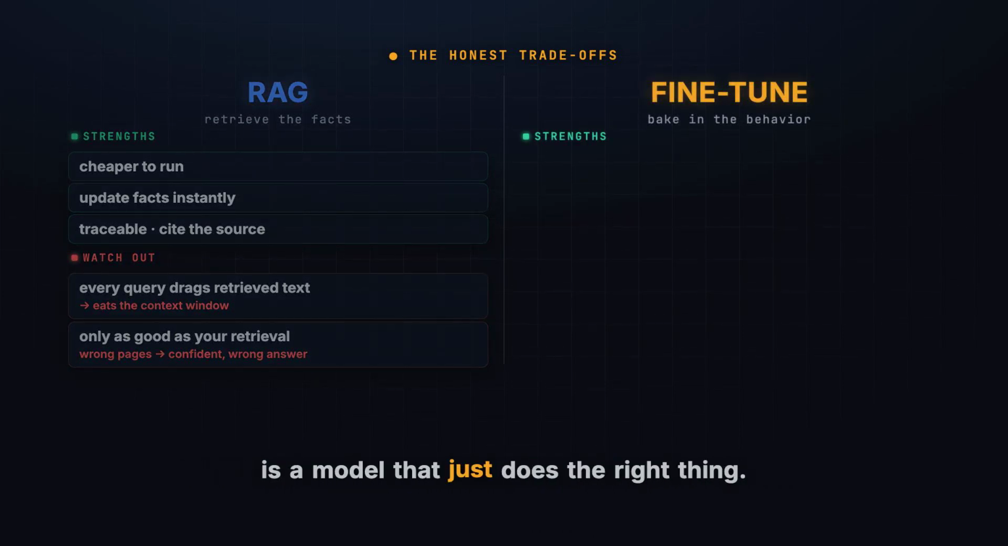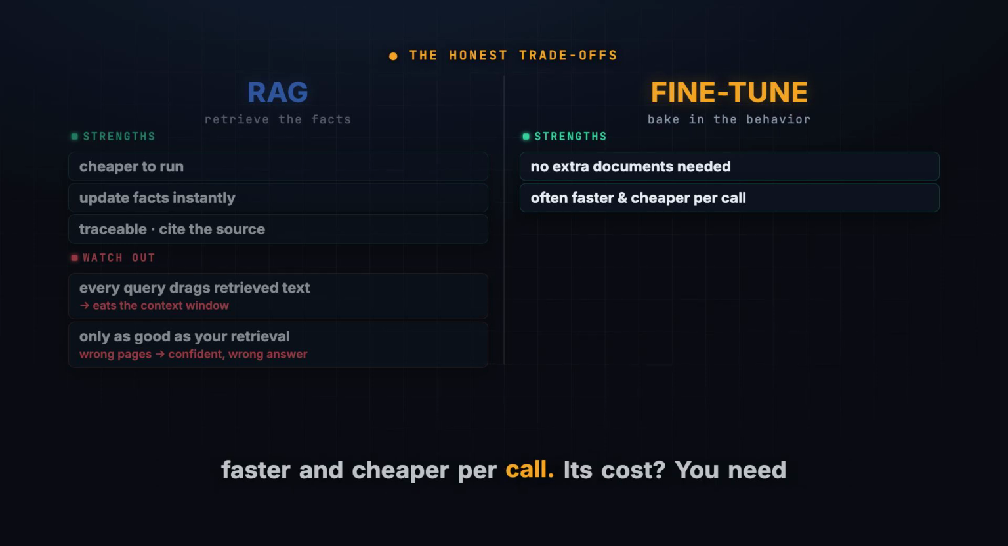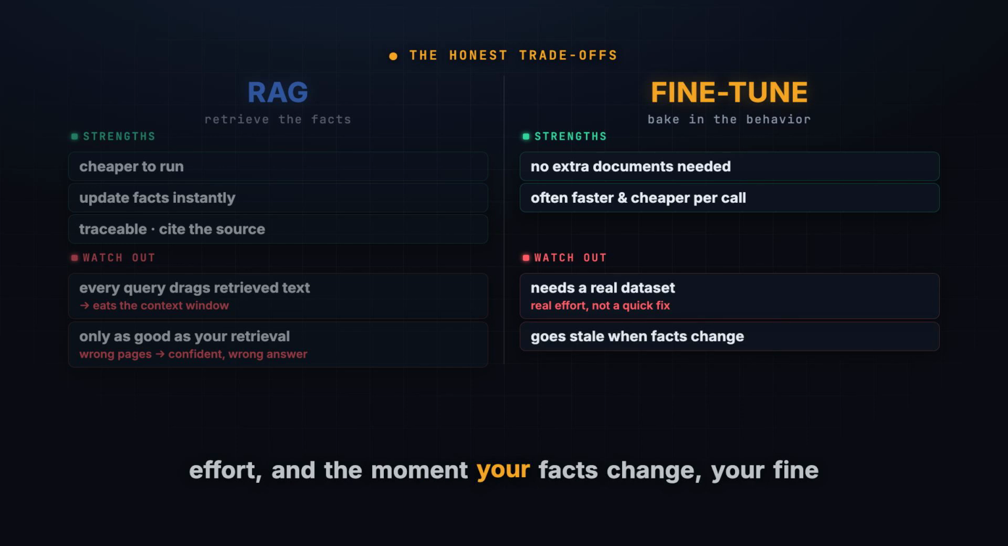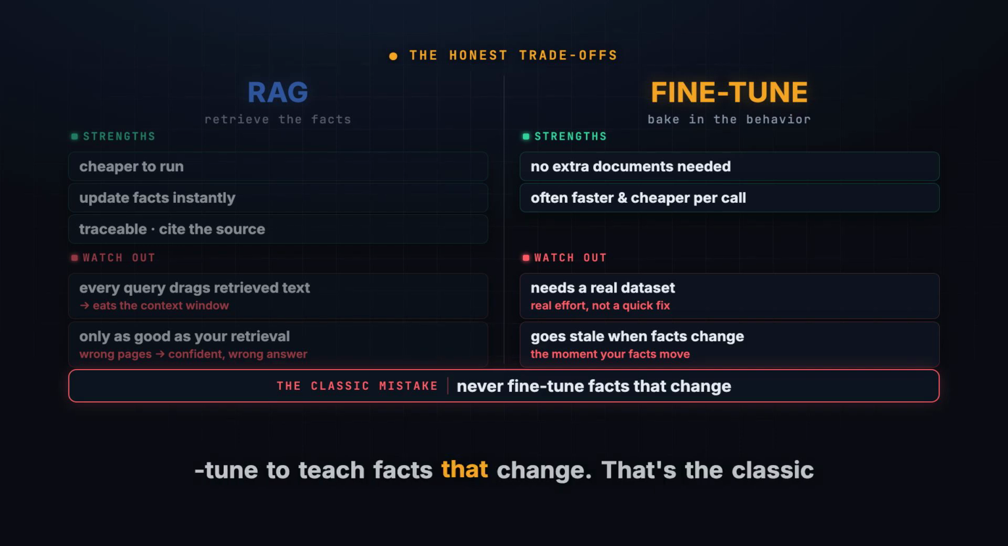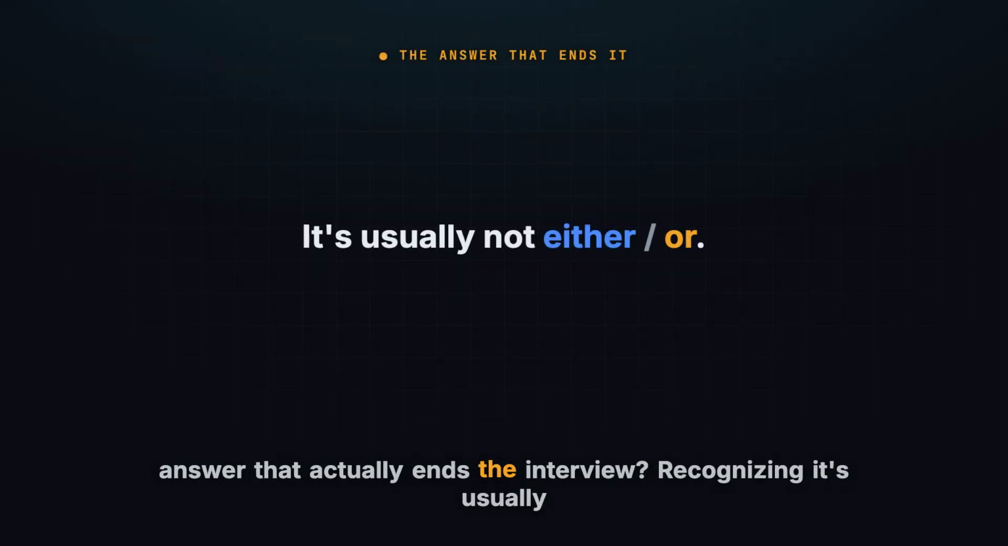Fine-tuning's strength is a model that just does the right thing. No extra documents needed, often faster and cheaper per call. Its cost. You need a real dataset, it takes real effort, and the moment your facts change, your fine-tune is stale. You do not fine-tune to teach facts that change. That's the classic mistake.